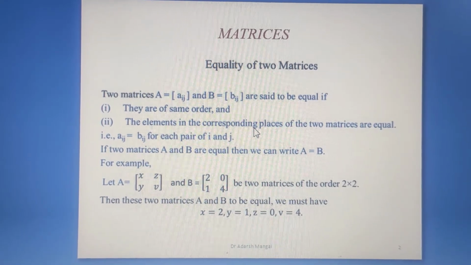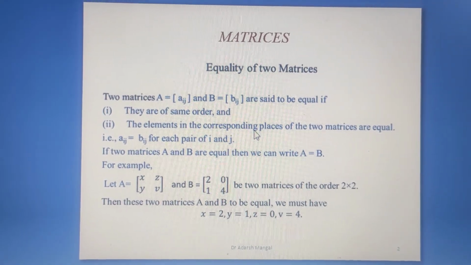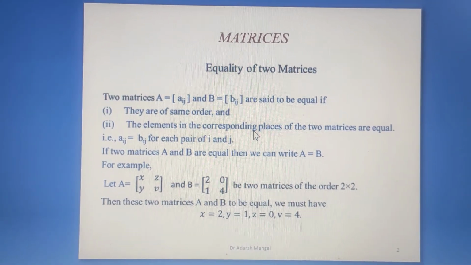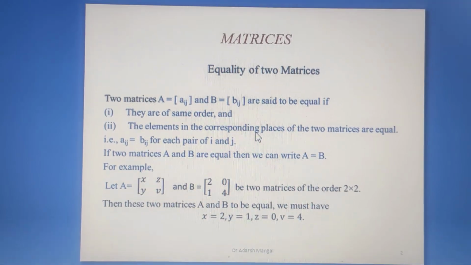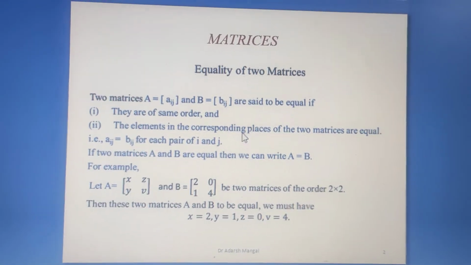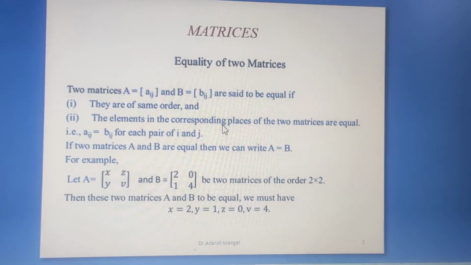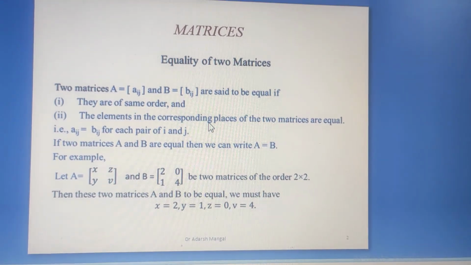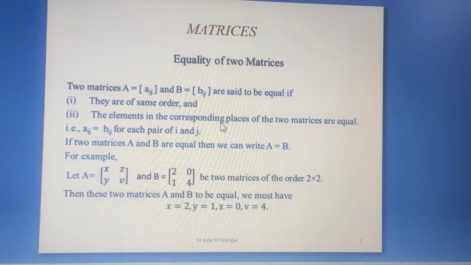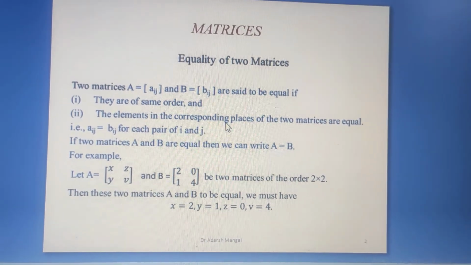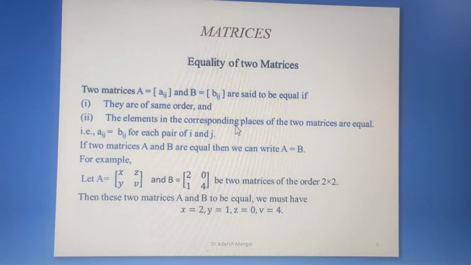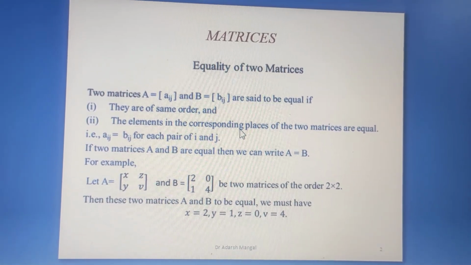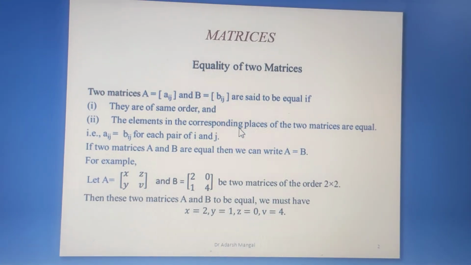Let A equal to [x, z; y, v] and B equal to [2, 0; 1, 4] be two matrices of the order 2 by 2. Then both the matrices are of the same order and the elements in the corresponding places of the two matrices must be equal, so that we can say x is equal to 2, z is equal to 0, y is equal to 1 and v is equal to 4.